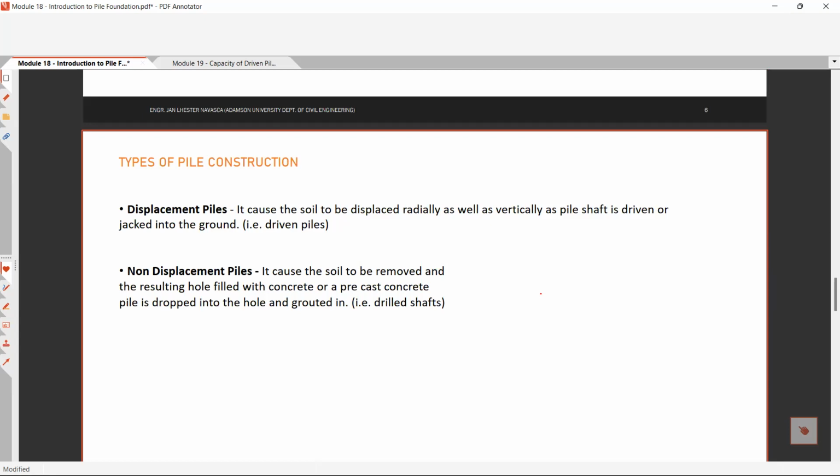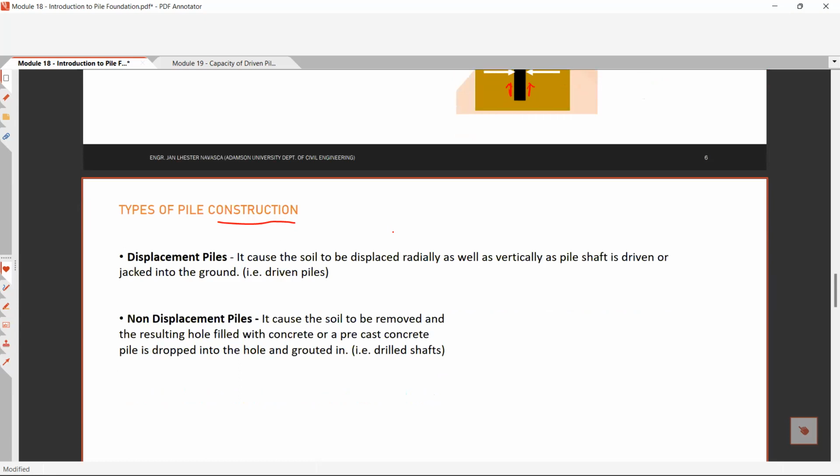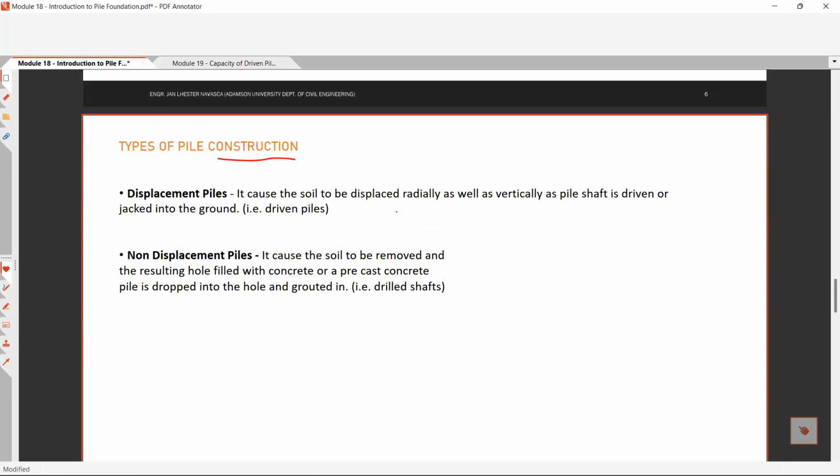Then we also have types of pile foundations based on construction. Okay. So, di ba yung una based on material, number 2 based on the load assumption, based on the construction. Okay. So, meron tayong dalawang ways how to construct your piles. Number 1 is yung displacement piles and number 2 is yung non-displacement piles. Okay. Bakit tinawag na displacement and non-displacement? Displacement piles, it cause the soil to be displaced radially as well as vertical as pile shaft is driven or jacked into the ground. Example na ito is yung driven piles.